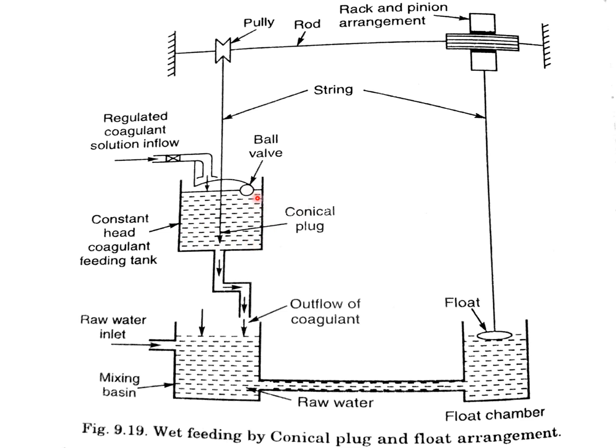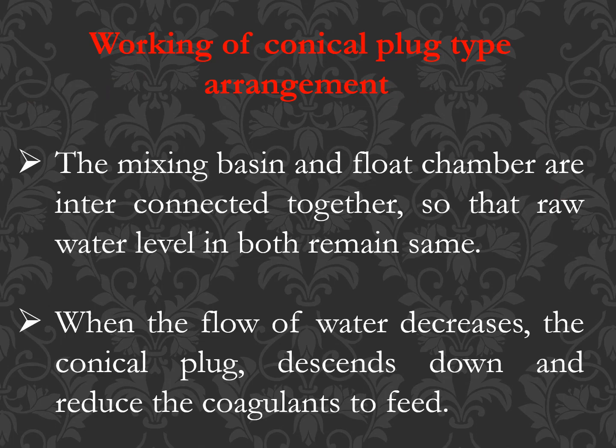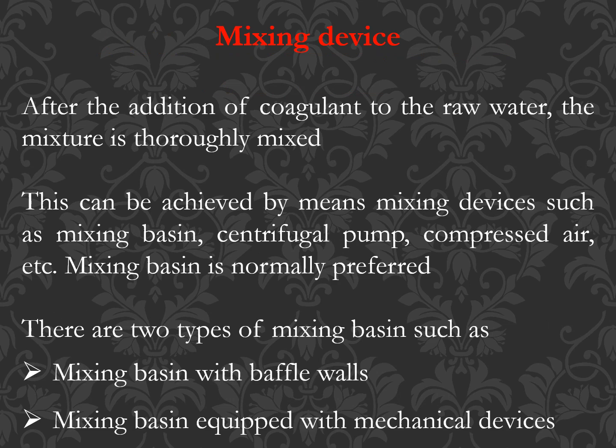In this wet feeding device, a pulley is here and here a coagulant head, the coagulant feeding tank. A ball valve is here. It is used to indicate the level of the water in that tank. A conical plug is there. It is used to control the flow of the water getting into the coagulant, and the coagulant getting into the water. So this is a mixing basin and this is a float chamber. This is used to indicate how much coagulant is to be released from this pulley. So this is the working of the conical plug.